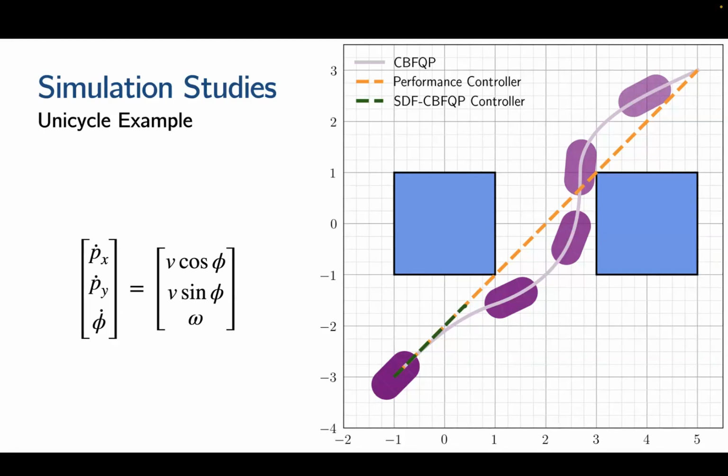We compare our method with the SDF-based CBF QP controller. When using the SDF-based controller, the mobile robot gets stuck when getting close to the obstacle, and the SDF CBF QP often fails to find a feasible solution. This is due to a reduced feasible set caused by the conservativeness of the approximated partial derivative of the SDF in the CBF constraint.